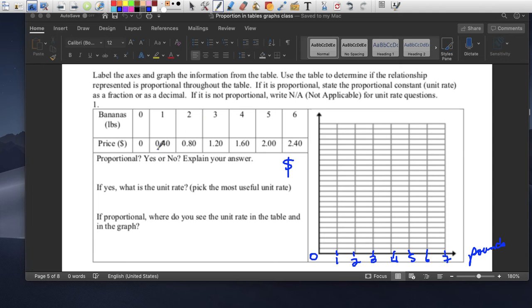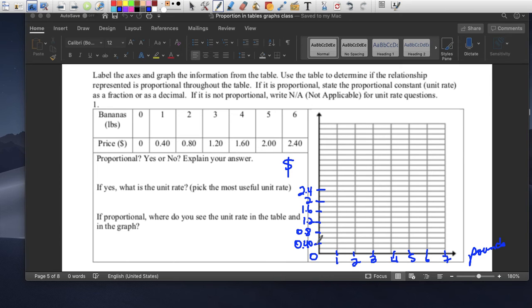So let's see what we need. We need 40 cents, 80 cents. All right, so let's go by, for every 2 boxes, it's going to be 40 cents. So that's 40 cents. I'm going to go 2 other boxes, 80 cents. 2 more boxes, $1.20. 2 more boxes, $1.60. 2 more boxes, $2. 2 more boxes, $2.40.